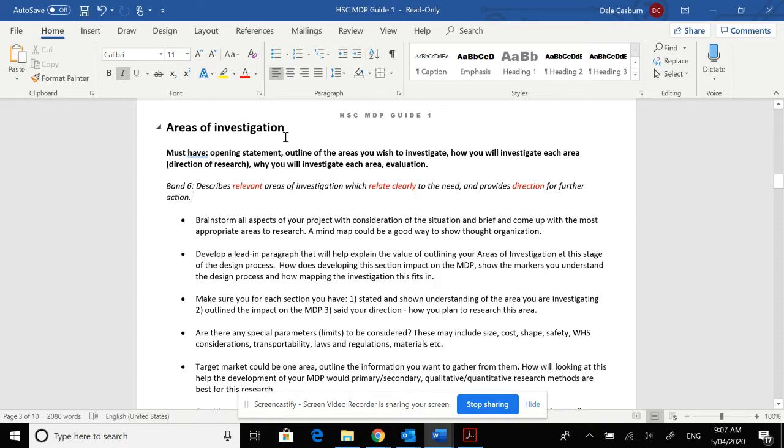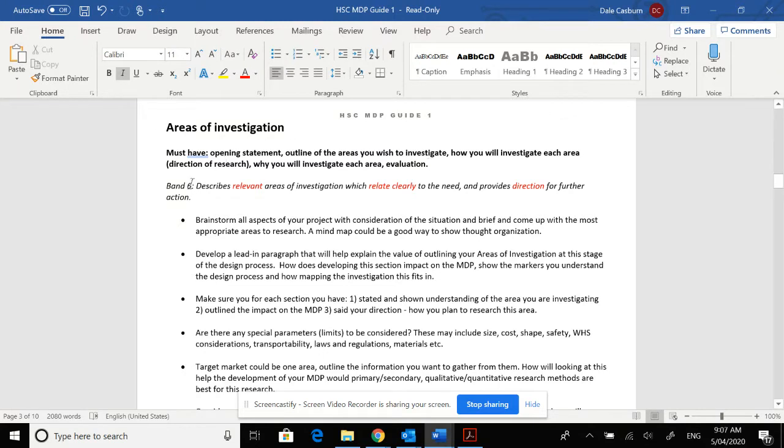So the main things that you need to do is to outline the areas you wish to investigate, how you will investigate each area, and give direction to the research. Why you're investigating each area is obviously really important as well. And as per usual, at the end of each section, it's really important to do an evaluation because that becomes important in part three of the portfolio.